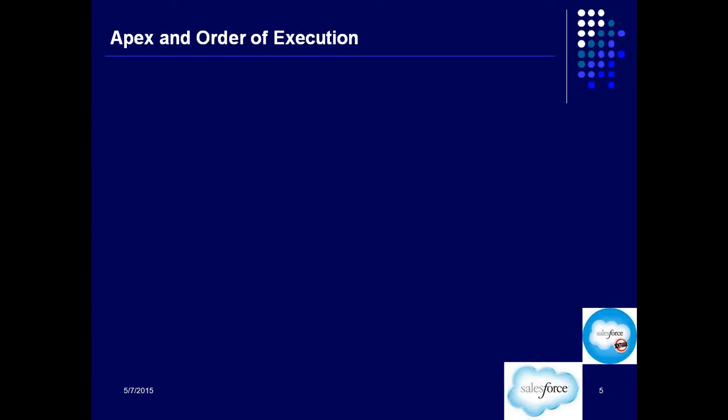Now the next thing that I want you to understand is Apex and order of execution. I want you to understand the order of execution of the Apex code. When we have written an Apex code, and when we are trying to do, let's say, an insert operation or an update operation, what is the order of execution? What happens before data is committed to the database? What all things happen? That's the second thing that I want you to understand. Order of execution.